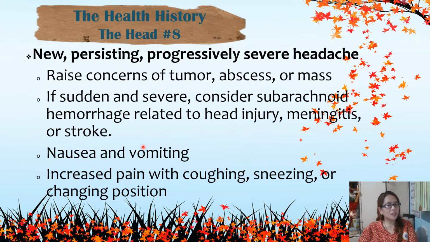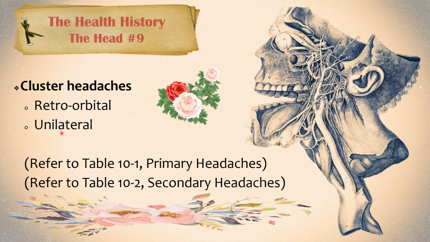Okay, if there is nausea and vomiting, and there is increased pain with coughing, sneezing, or changing in position, that could be a sign of a life-threatening problem of the head. Okay, so another type of headache is the cluster headache. It is retroorbital, okay, so around your eyes. It is unilateral, okay. So to differentiate the type of headache, the primary headaches and the secondary headaches, you can refer to your book, no?